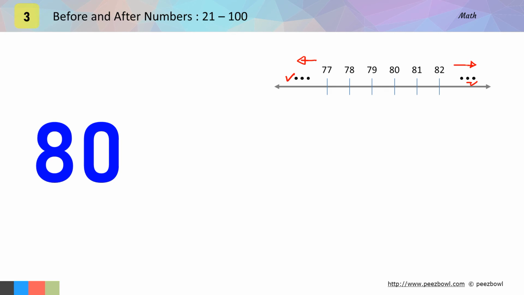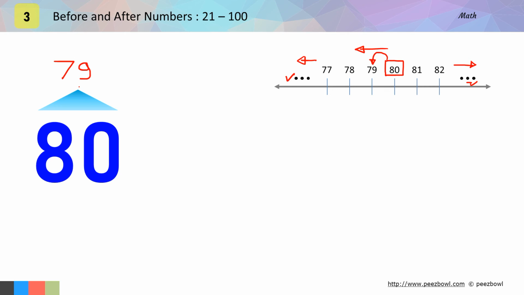Okay, so we need to find out the number before and after 80. So I will locate number 80 on the number line first. Here we have number 80. As we move left on the number line, we see decreasing or smaller numbers. So the number before 80 will be 79. I will write it here. Also remember that when you write numbers vertically, then smaller numbers will come at the top, and as we move downward, we will see bigger numbers.